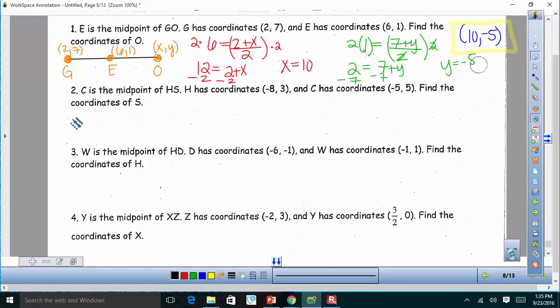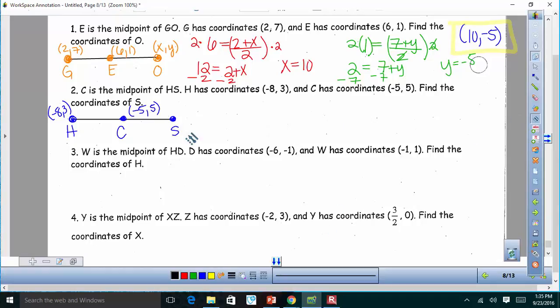So in number 2, I'm going to go ahead and draw my line. My line is HS. M is my midpoint. It tells me that H is negative 8, 3. Oh, I'm sorry. That's supposed to be C, isn't it? My C is negative 5, 5. Okay, so here's the more logical way of doing this.